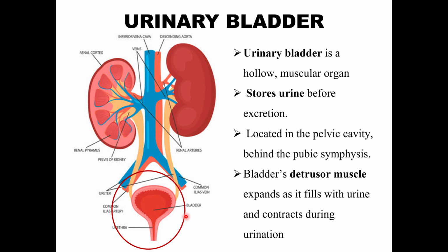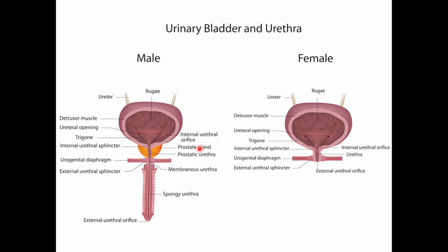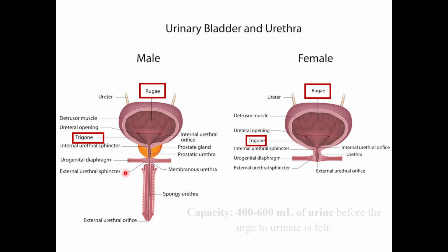If you see the anatomical features of a bladder, you'll find the following regions. You will find the trigone, a triangular area formed by the openings of the two ureters and the urethra, and also the rugae, which are folds in the bladder wall that allow expansion. Similarly, you'll find the internal and external sphincters that control the release of urine. The internal sphincter is involuntary in nature, while the external sphincter is voluntary. The bladder can hold up to 400 to 600 ml of urine before the urge to urinate is felt.